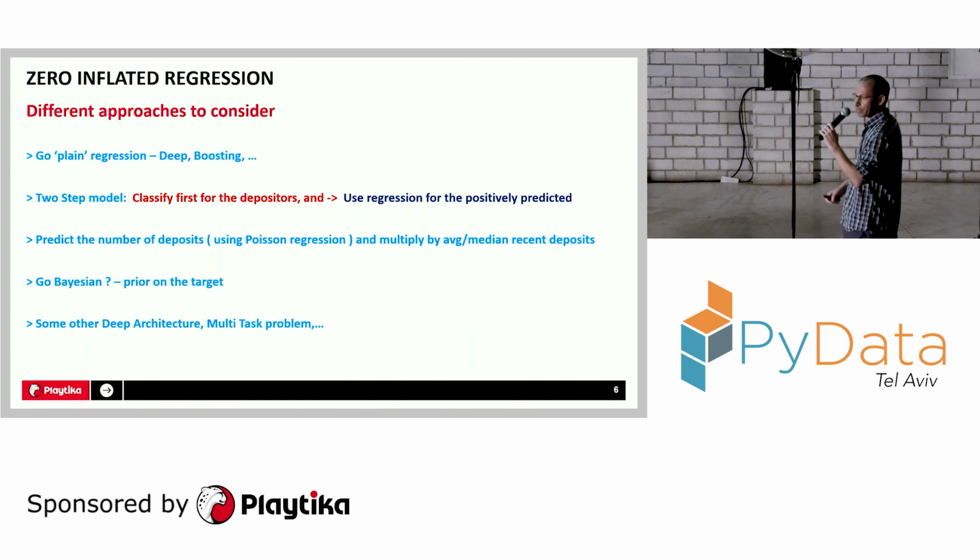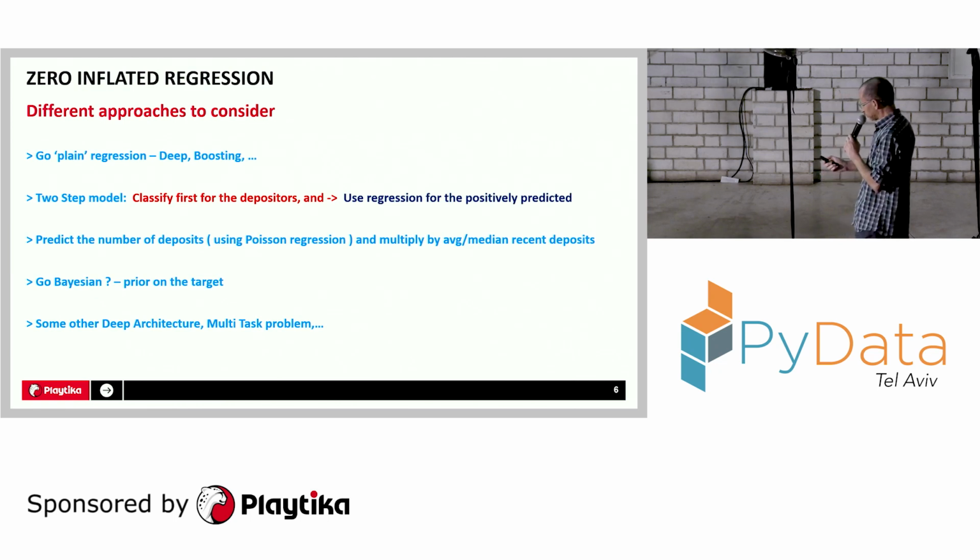We can try even predict the number of future transactions using something like Poisson regression. And then once having a prediction for the number of such transactions, just multiply this by something that characterizes the user's specific transaction, like median, average, some weighted moving average, or something like that. Maybe we can go Bayesian, having a prior on the output, maybe we can use that. Or some other deep architecture. We have work in progress dealing with multitask neural networks. So still in progress.